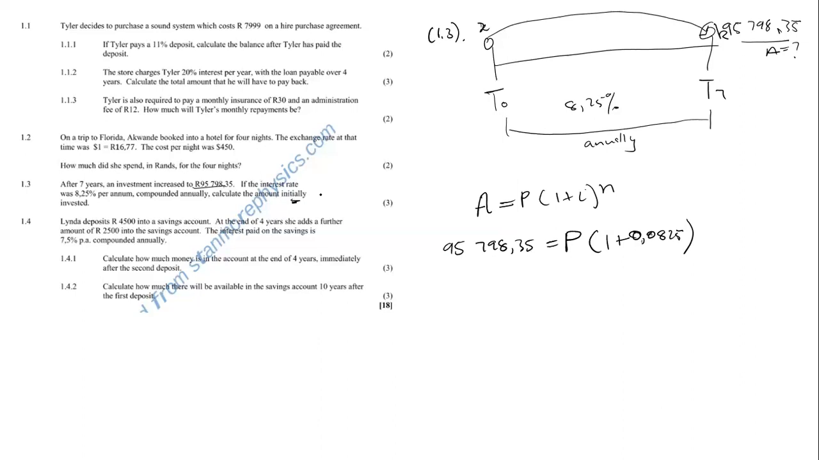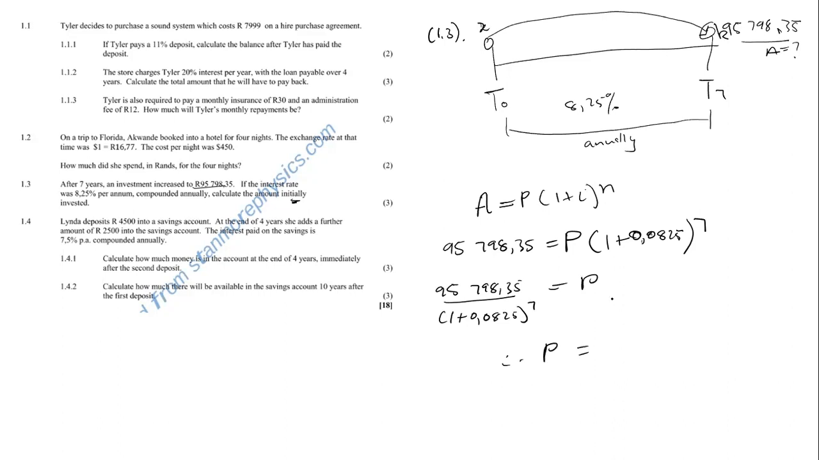And the number of years is a period of how long? 7 years. Again, you can multiply this 7 by 1 because it is compounded annually, but it's not necessary to write multiply by 1. Now, remember, we are looking for P. So to solve for P, we're going to have to divide by this. So here I have 95,798.35 divided by the whole thing, which is 1 plus 0.0825 to the power of 7.